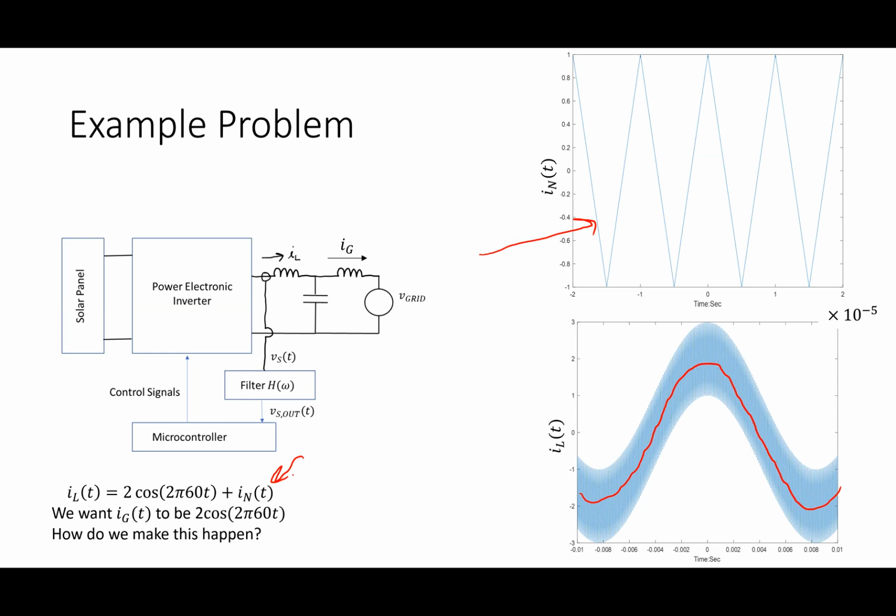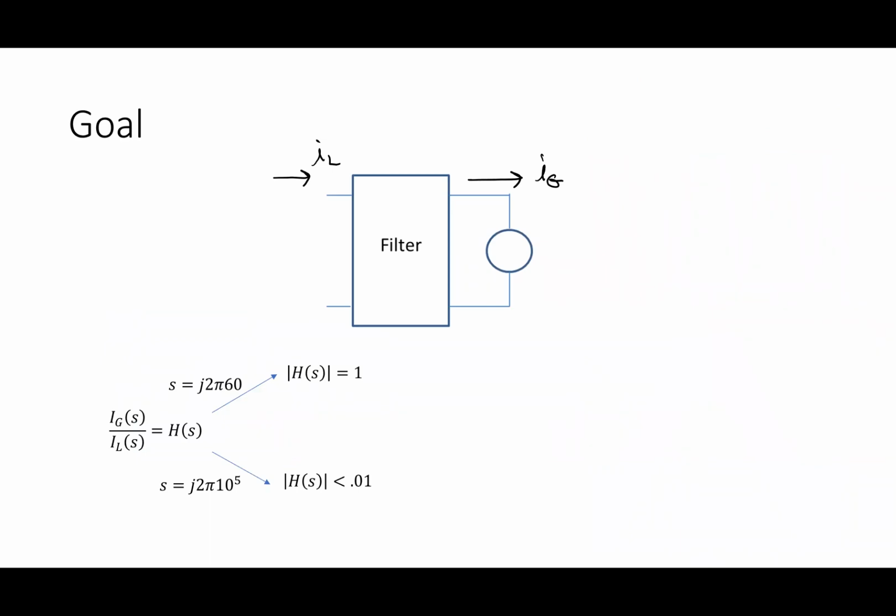Now, if you're Duke and that's your grid, V grid, you don't want that junk, that noise on top of your grid. So what do we do? We have to filter it. In this case, I have an input signal, I_L, which has a low frequency term at 60 hertz and a high frequency term at 10 to the 5th hertz, so 2 pi times 10 to the 5th radians per second, or 100 kilohertz.